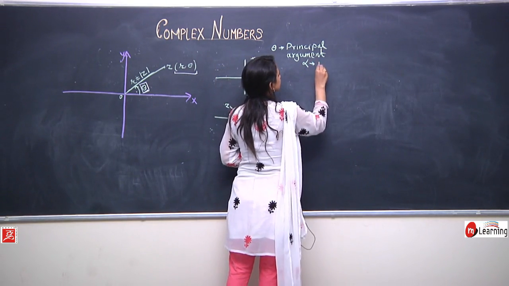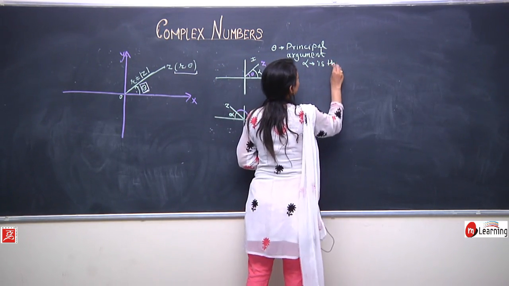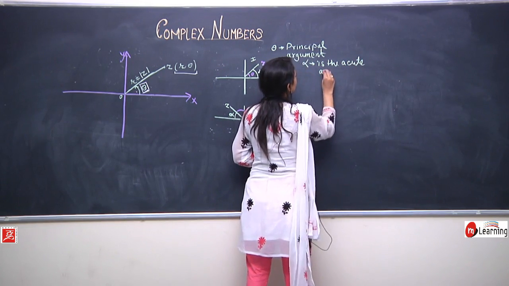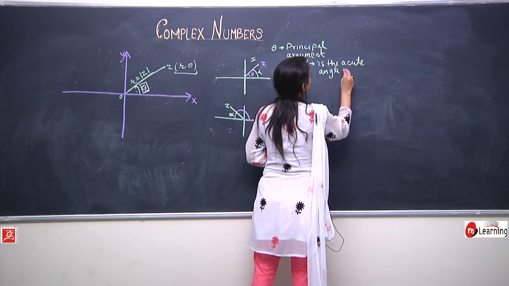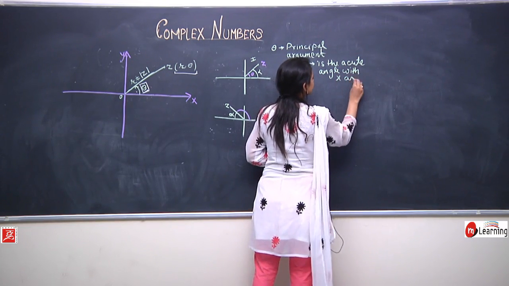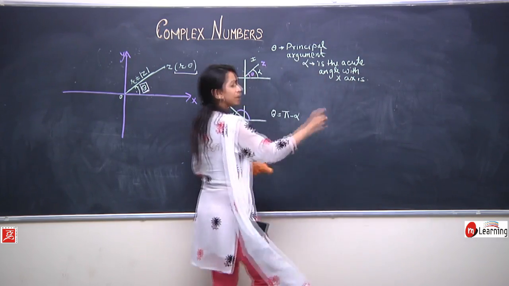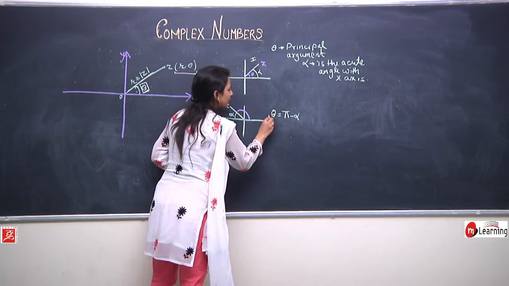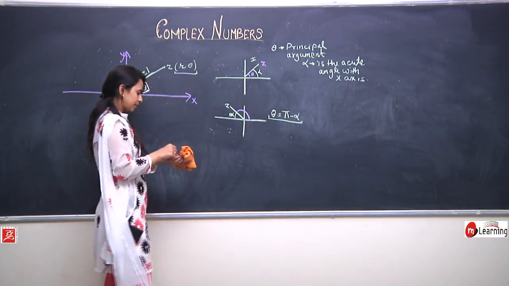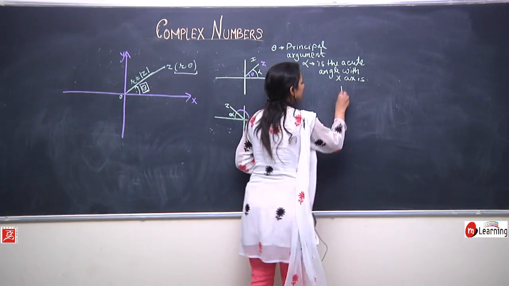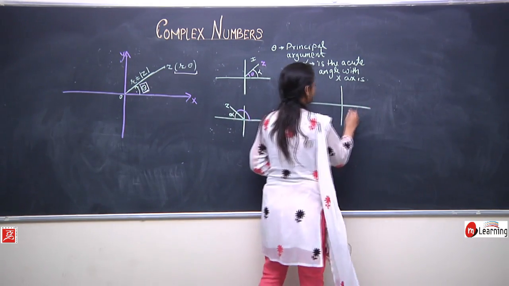Alpha is the acute angle with the x axis. Okay, so in that case my principal argument would be equal to pi minus alpha. Similarly, we can solve this the same way for the third and fourth quadrant also.